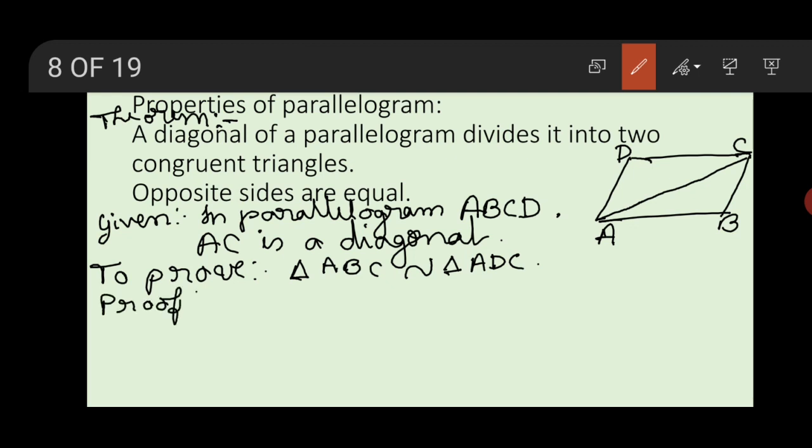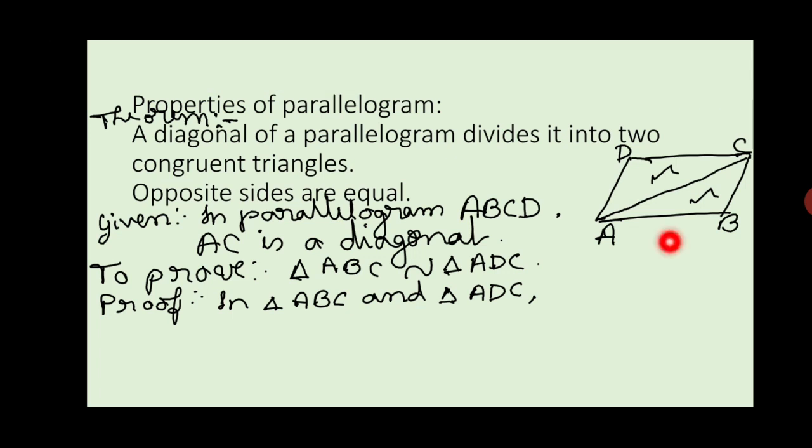Right. Next, proof. We have to select two triangles and then show that the two triangles are congruent. Write down: in triangle ABC and triangle ADC, what do we know? See, AB is parallel to DC. In a parallelogram, opposite sides are parallel. So AB is parallel to DC, and imagine AC is a transversal.